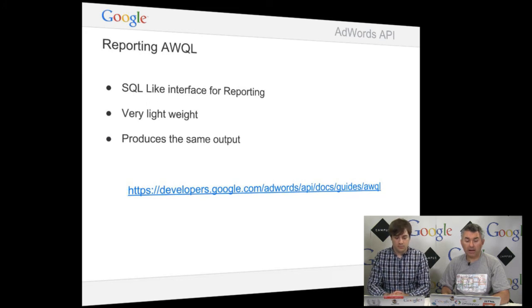Okay, so AdWords Query Language, or AWQL. This is a very lightweight SQL-like interface that allows you to just send a string with an SQL-looking request to our report systems, and that will then feed you back the same kind of output that you would get from the report definition system. It can be CSV, it can be XML. You can request that the file that comes back is gzipped to make it as small as possible. We have a guide on how to do this, and you can see that at the link at the bottom of this page.